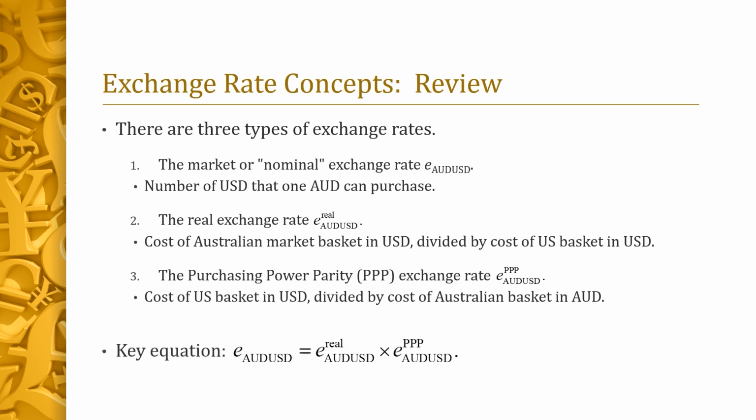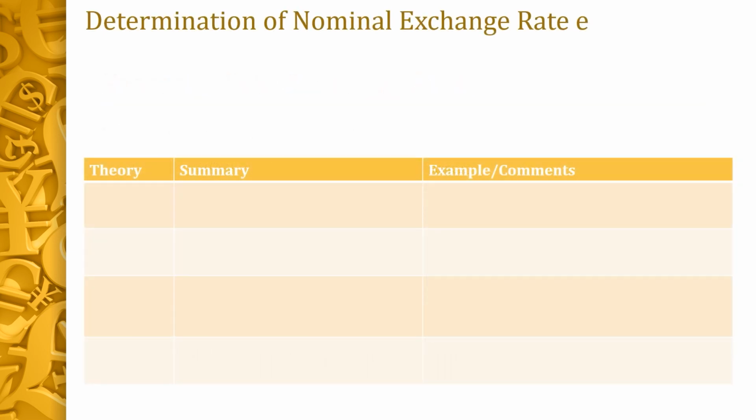In the preceding video in this series, we also derived a key equation, that the nominal exchange rate equals the product of the real exchange rate and the PPP exchange rate. We will now turn to the key question of this video, which is, how is the nominal exchange rate E determined? Broadly speaking, there are four theories. But first, we will need some notation. The dagger symbol will refer to our equation from the prior slide, which states that the nominal exchange rate is the product of the real exchange rate and the PPP exchange rate.